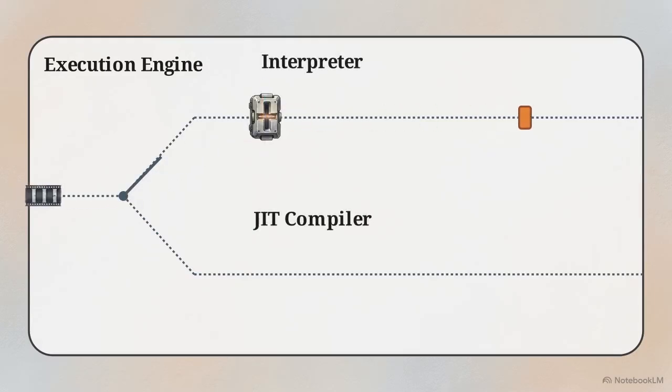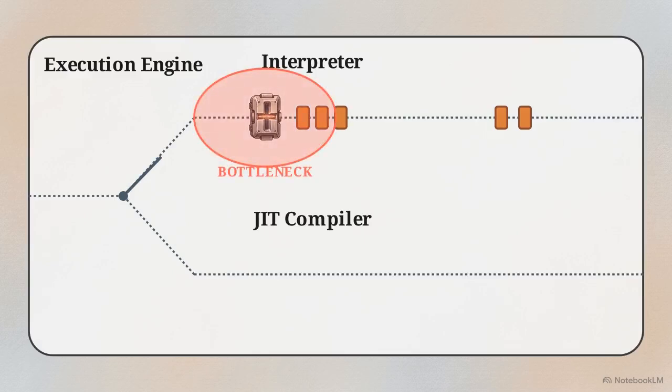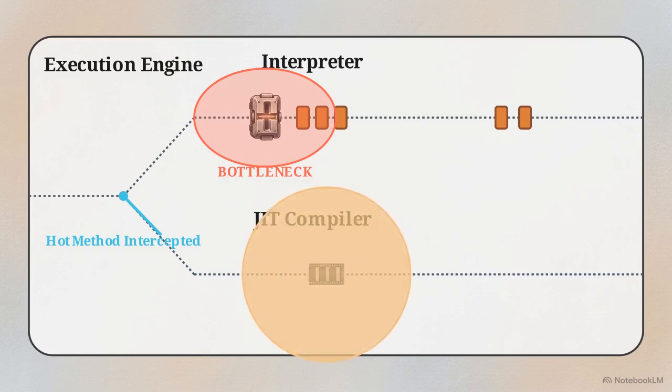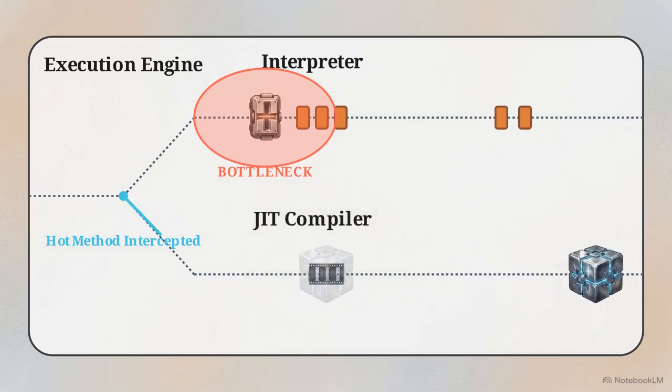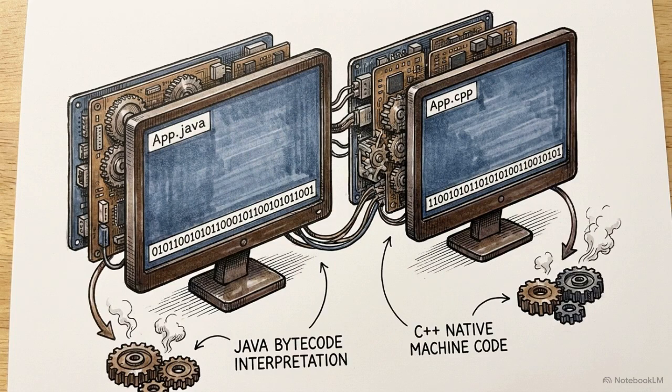The default interpreter path reads bytecode strictly line by line, converting and executing one instruction at a time. This creates a bottleneck. The interpreter repeatedly retranslates looped bytecode. To solve this, the just-in-time compiler monitors the application, intercepts frequently repeated hot methods, and transforms the entire repetitive block into one optimized chunk of machine code. Next time the program calls that method, it executes raw machine code directly, eliminating translation overhead and pushing Java speeds near compiled languages like C++.